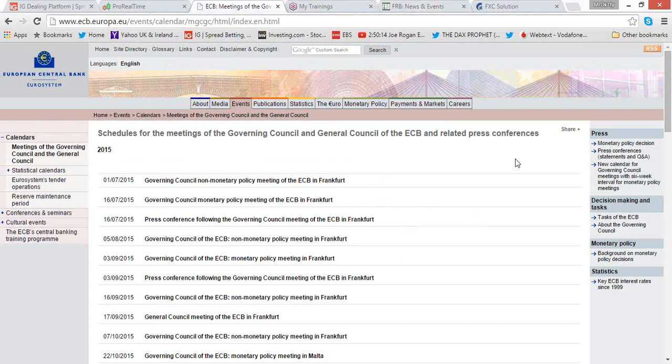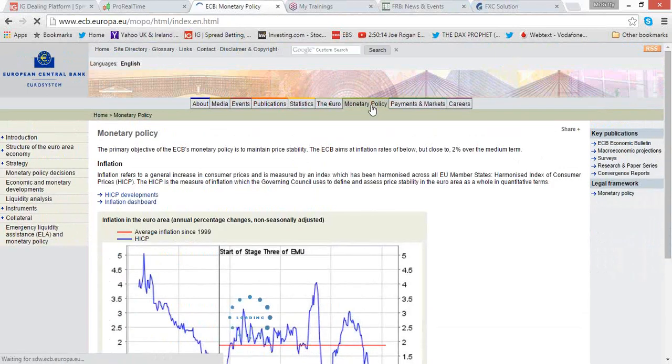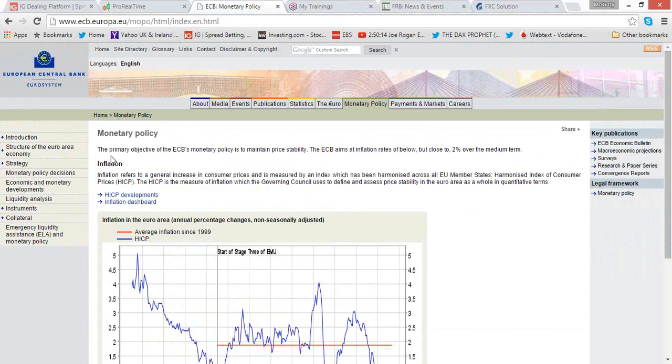And again, with the ECB, if you're trading the Euro USD, you have all your information here. So you just go onto the website, again, www.ecb.europa.eu, and we have all your monetary policy. The primary objective of the ECB monetary policy is to maintain price stability. The ECB aims at inflation rates below but close to 2% over the medium term. So they're giving us the figure. They want it at 2%.